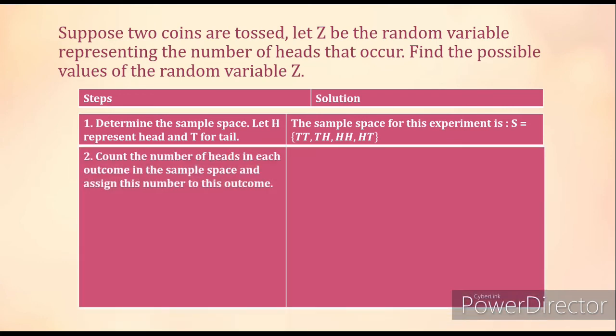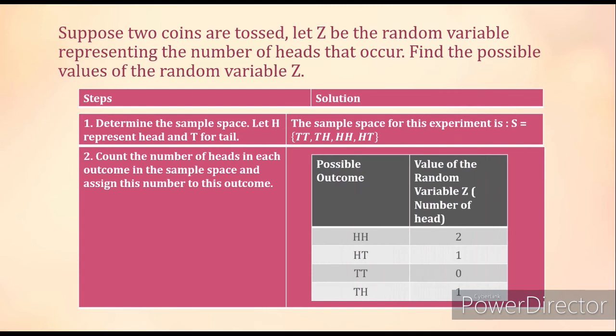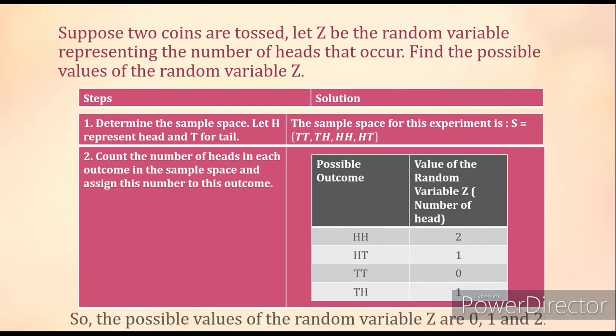Second, we will now count the number of heads in each outcome in the sample space and assign this number to the outcome. So it goes this way. Possible outcome and the value of the random variable Z. Z is the number of heads. So in head head, there are 2. In head tail, we have 1. In tail tail, we have 0. And tail head, we have 1. So therefore, the possible values of the random variable Z are 0, 1, and 2.